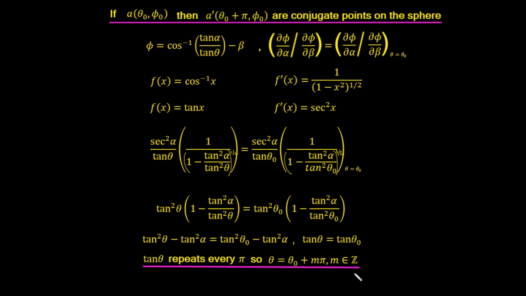So we've shown here then that if we have a point A, theta naught, phi naught, then the conjugate point is going to be A dash, which will be theta naught plus pi. So in this case, we can take m multiples of pi, as many as we would like. We'll still end up coming back to the same point, theta naught plus m pi, comma phi naught. So we've shown then, using the analytic method, that the conjugate points on a sphere are diametrically opposite.